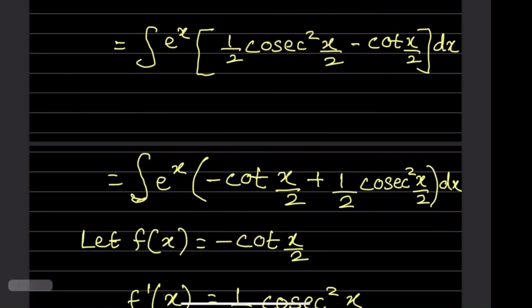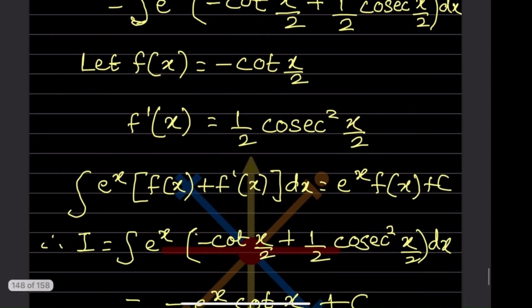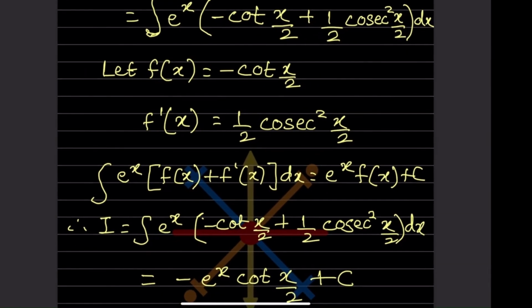Now this thing we will bring at the start, and this we will take here. So now we have f of x is minus cot x by 2, and f dash x is equal to half cosec square x by 2. So we have the formula here first: the integration of e to the x, f of x plus f dash x dx is e raised to x f of x plus c. So we will just put it in this one.